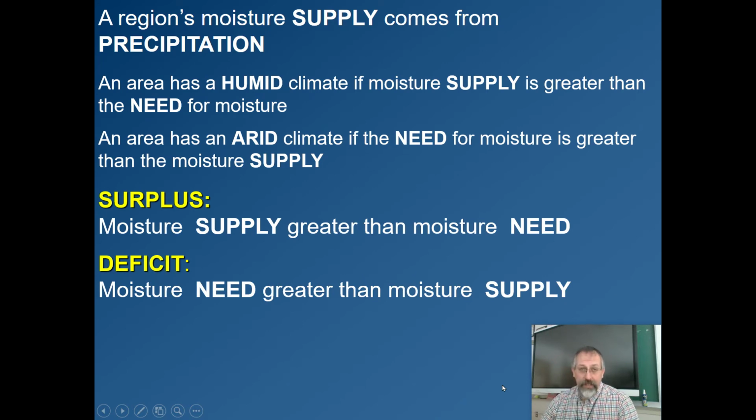If you have a deficit of water, a shortage of water, that means you need a certain amount, but your supply isn't that big. So you need more than you have. So surplus, you have more water than you need. Deficit, you have less water than you need.